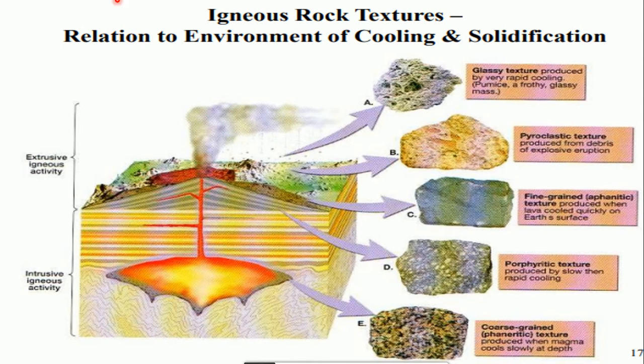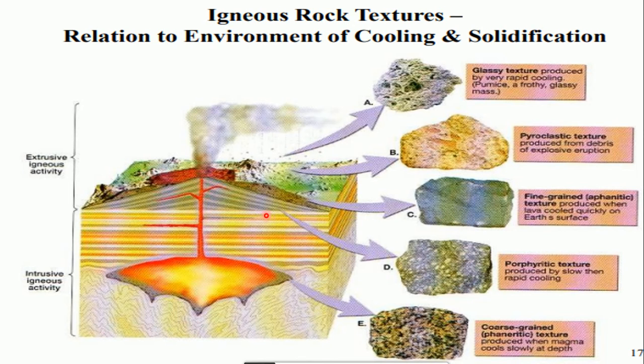Igneous rock texture in relation to the environment of cooling and solidification. Extrusive igneous activity, intrusive igneous activity. Glassy texture is produced by very rapid cooling, such as pumice and frothy glassy mass. Pyroclastic texture is produced from debris of explosive eruption. And fine-grained aphanitic texture is produced when lava cools quickly on the Earth's surface. That is rhyolite.